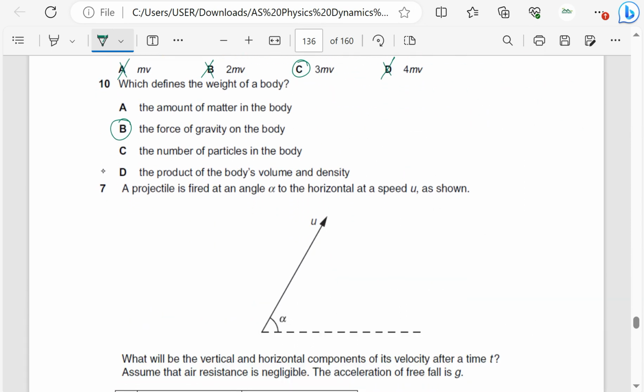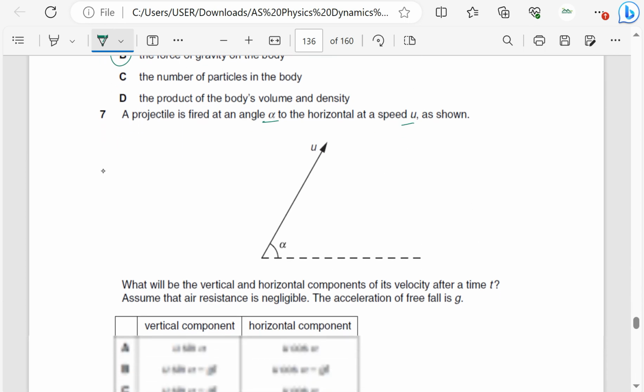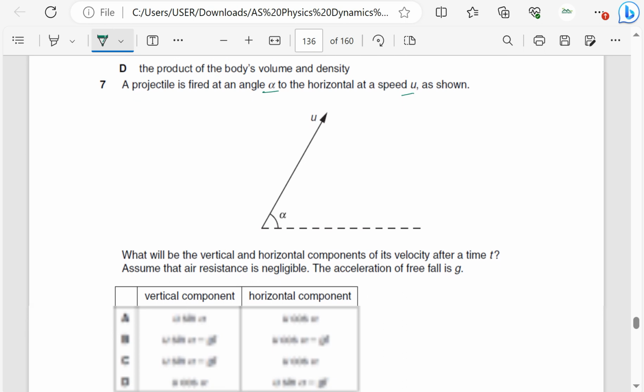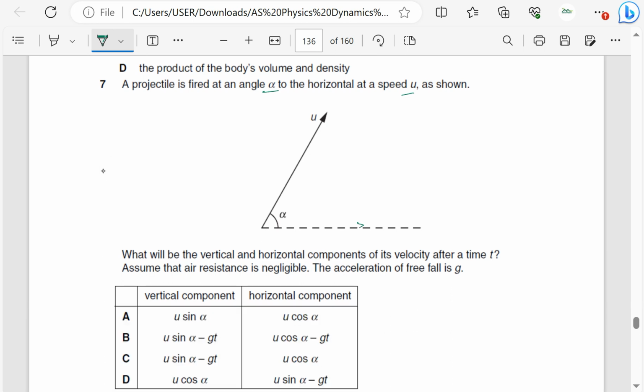A projectile is fired at an angle alpha to the horizontal at speed u as shown in the diagram. What will be the vertical and horizontal components of its velocity after a time t? Resolving u to the horizontal would be u cos alpha. Resolving u to the vertical, of course, this is u sine alpha.